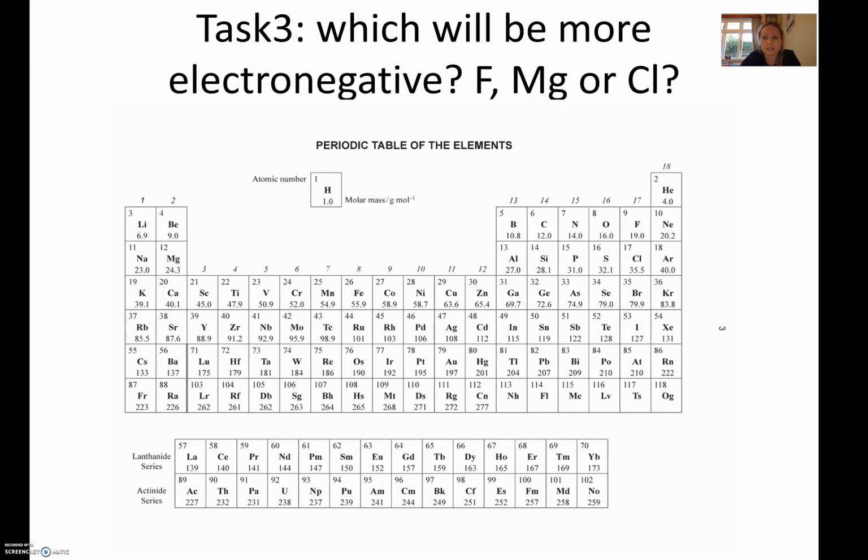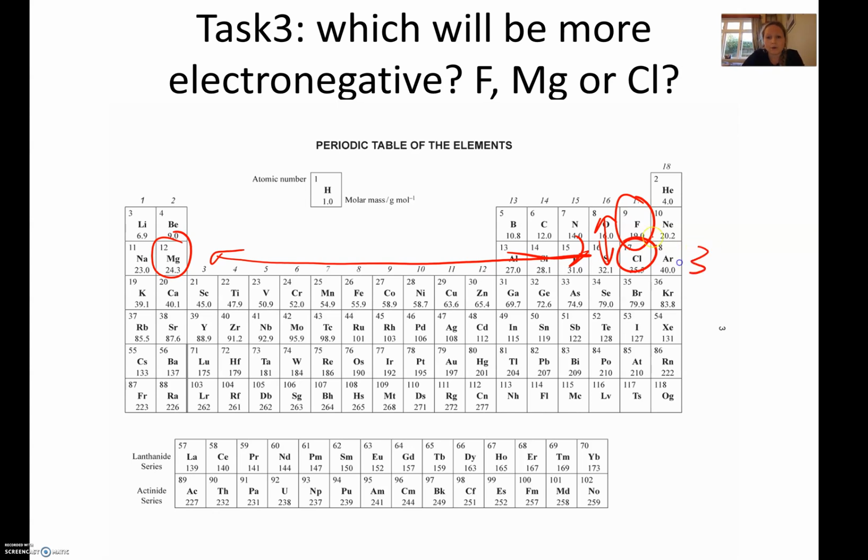Last task, and then we're done with lesson 4. This time it's asking you to talk about 3 different elements. Remember the last time we did this, I gave a hint that it's always easiest to discuss the ones that are in the same period first. So we've got F, we've got Mg, and we've got Cl. We're going to discuss the ones in the same period first, and then we'll discuss the ones in the same group. So let's just verbally go through this, and then you can see my model answer.